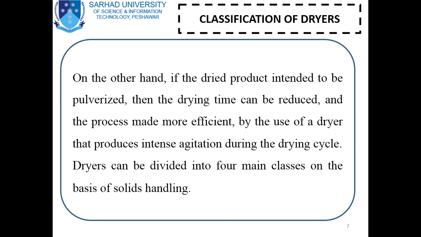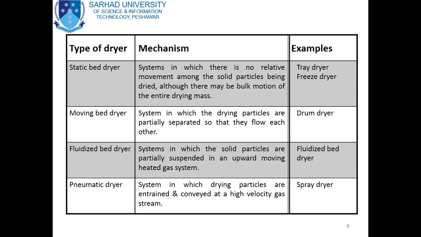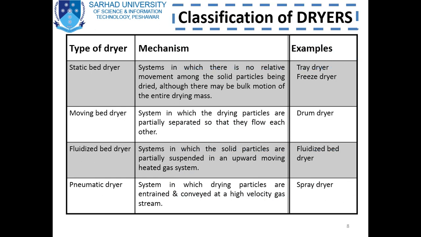If we classify the dryer on the basis of solid material handling, then there are four main classes of dryer. You can see in this table, on the left side the type of dryer, in the middle the mechanism of that particular class of dryer, and the last one is the example. Remember that this is the classification of dryers on the basis of solid material handling.